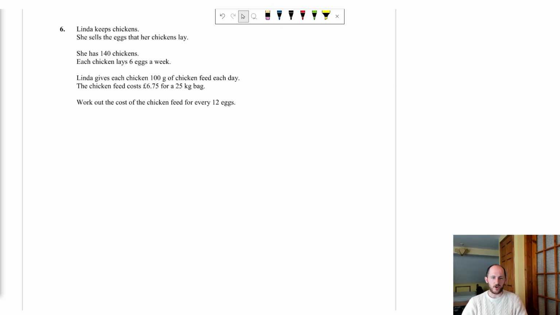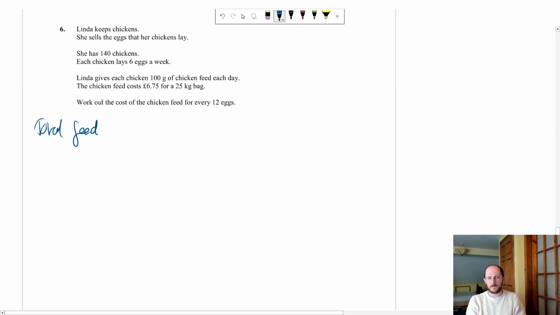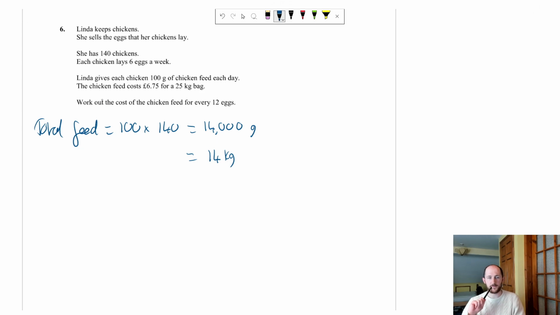Okay. It's kind of a lot, I'm not going to lie. So here's what I would do. First things first, I would work out how much feed she needs to give each chicken. As in the chickens in total. So, the total feed is equal to 100 grams times 140 chickens, which is going to give me 14,000 grams of chicken feed, which is 14 kilos every single day.